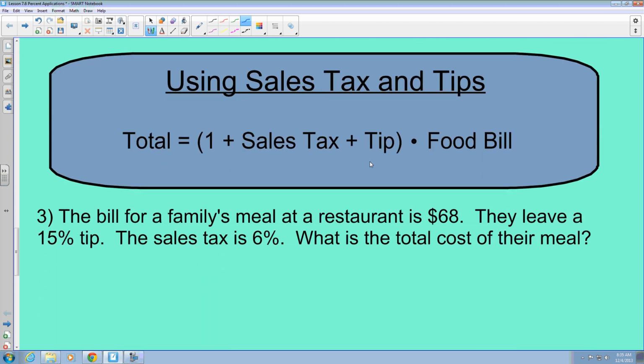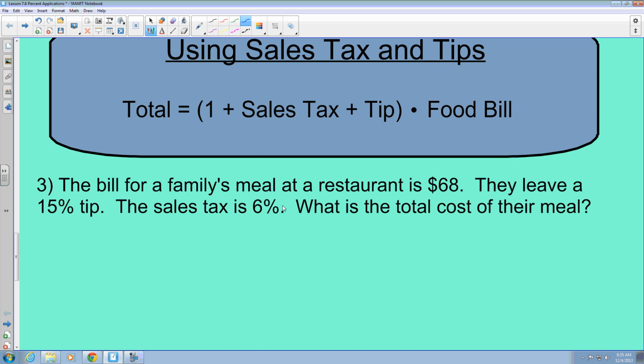Next thing is using sales tax and tips. Here it says 1 plus the sales tax as a decimal plus the tip as a decimal, multiplied with the food bill. So the bill for a family meal at a restaurant is $68. They leave a 15% tip and the sales tax is 6%. What does the meal cost?